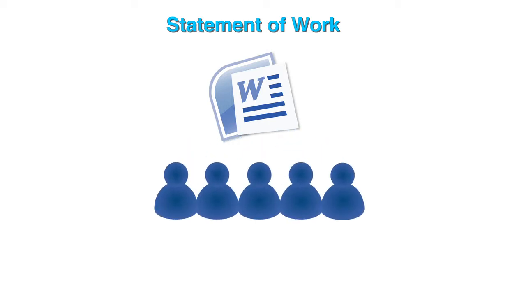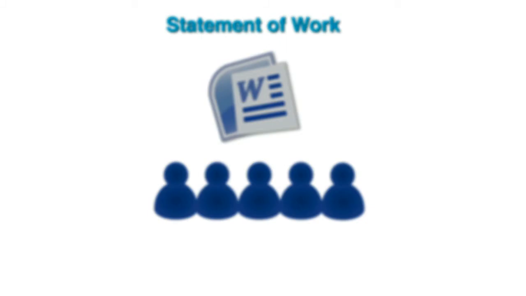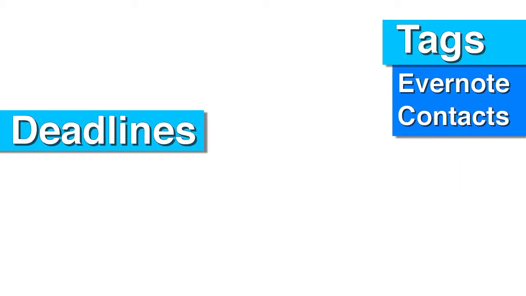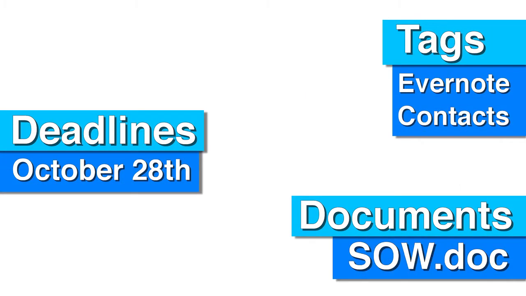Let's say you need to create a statement of work, and to get started, you want to create an internal project for your team. With DDP Forms, you can capture all of the information about the project. This includes things like tags, deadlines, and associated documents for the project.